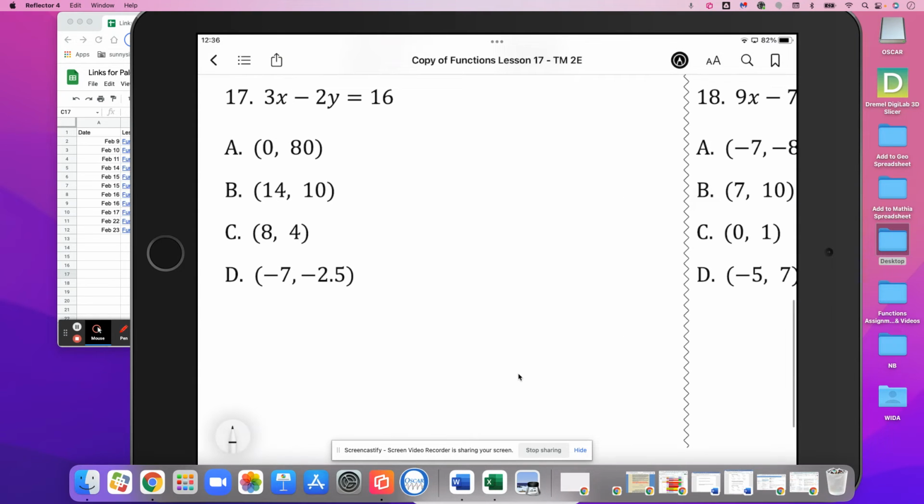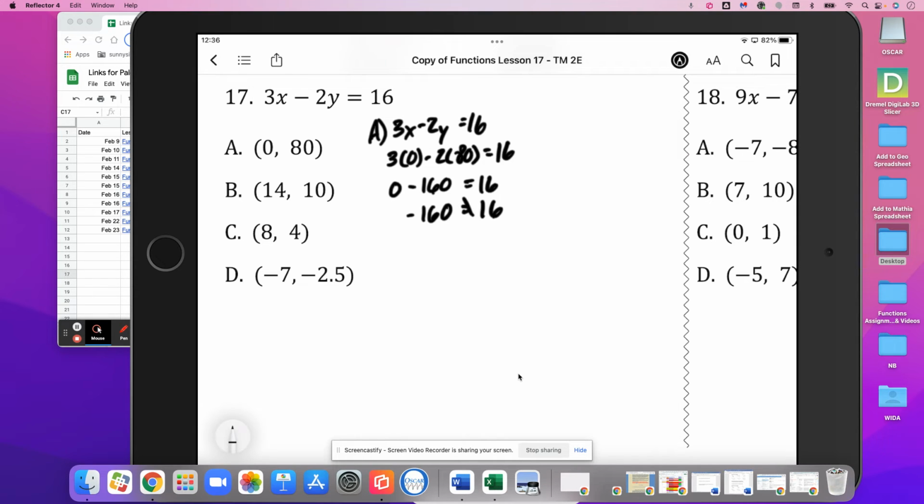For 17, we have the first equation, 3x minus 2y equals 16. So 3 times 0 minus 2 times 80 equals 16. And 0 minus 160 equals 16. The answer is no. Negative 160 is not equal to 16.